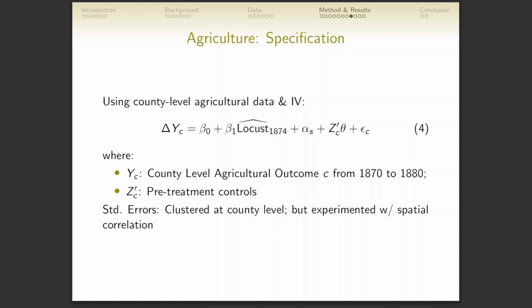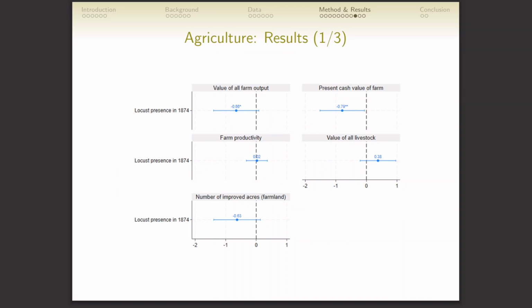So I'll just show you the graphs of what we did here. So this is the value of all farm level output. So that's just at the county level. You don't find much of a significance. You find the present cash value of the farm goes down. This is the same sort of thing that Hornbeck found for the Dust Bowl counties, that output didn't seem to have fallen in the long run, but the value of farms went down.